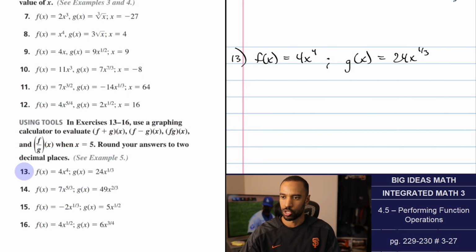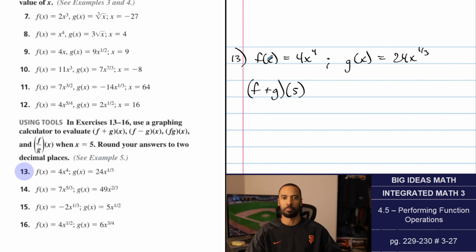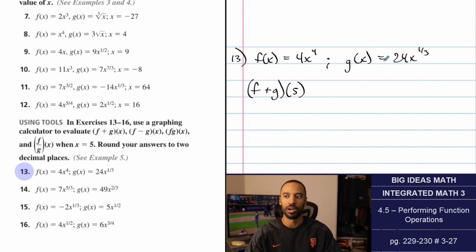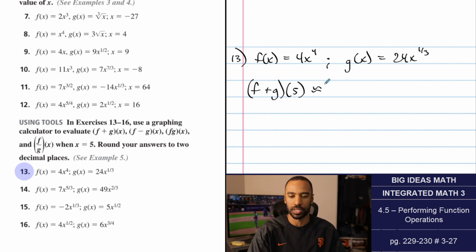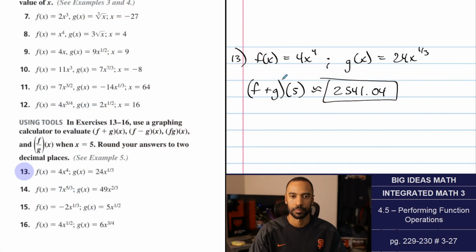But this is where they are doing f plus g of 5. They're doing f of 5 plus g of 5. Even if you didn't combine things or anything like that, plug in 5 into here. 5 to the 4th times 4 plus 24 times the cube root of 5. Okay. Now that approximation to 2 decimal places will be 2,541.04. That is the sum of those two there.